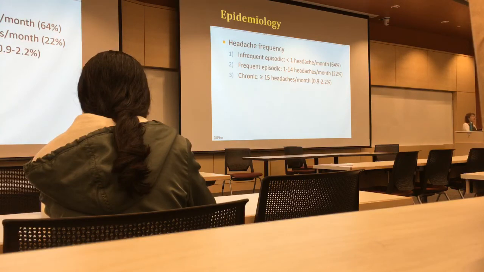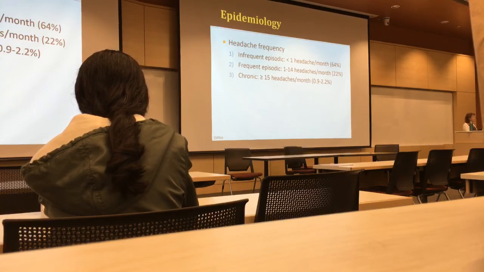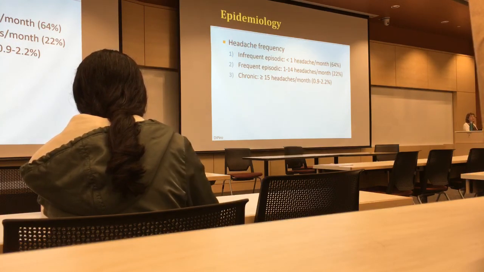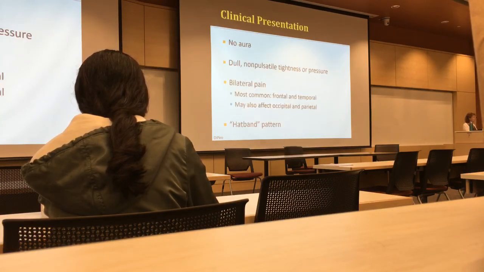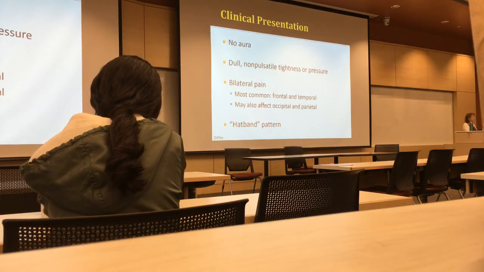Episodic is if you have less than one headache a month. That's the majority of the population. Frequent episodic is 1 to 4 per month, and that's about 22% of the population. And more than 15 headaches is chronic, and that's around 2% of the population. They don't have any aura preceding. The headache is dull, it's not pulsatile, and it feels like a tight pressure. It's usually bilateral, more common in the front and temporal areas, but it also may affect the occipital and parietal. It feels like a hat band to most people, like a pressure device.